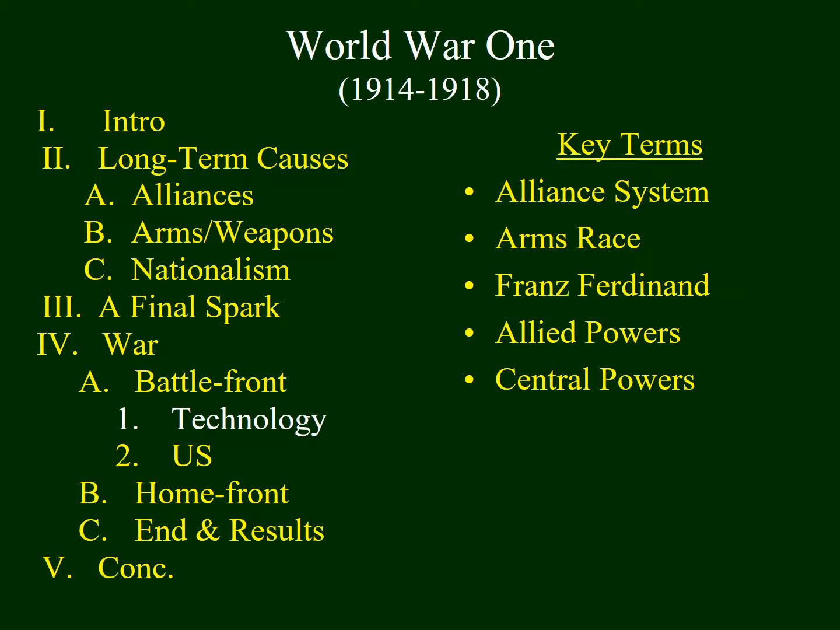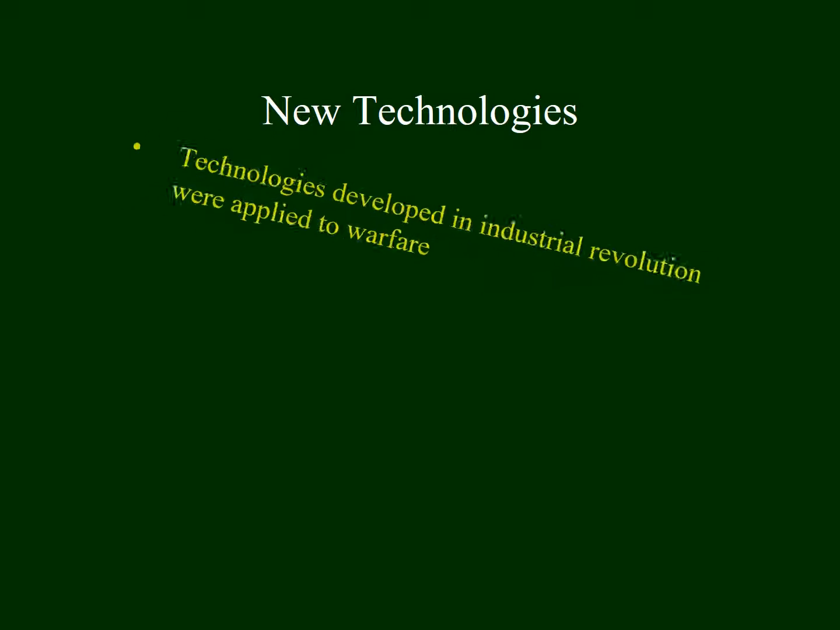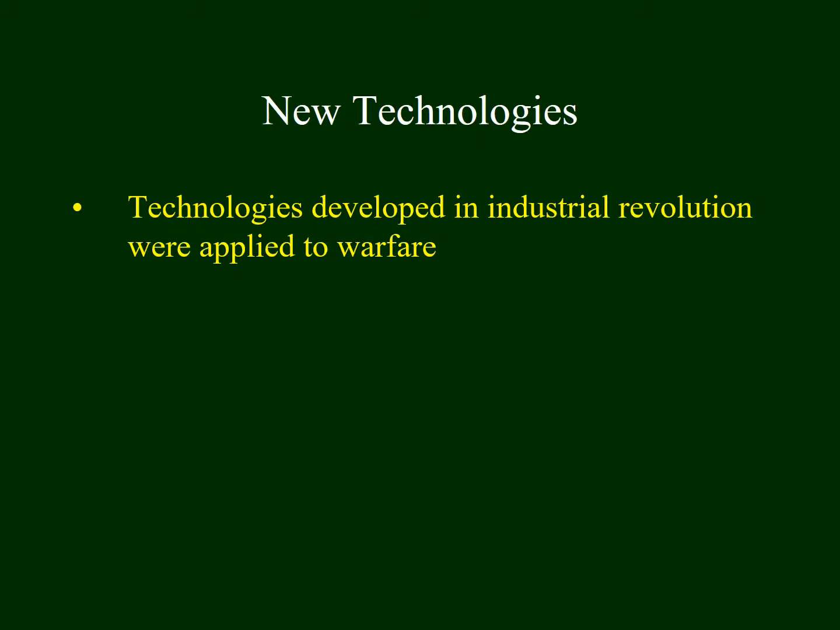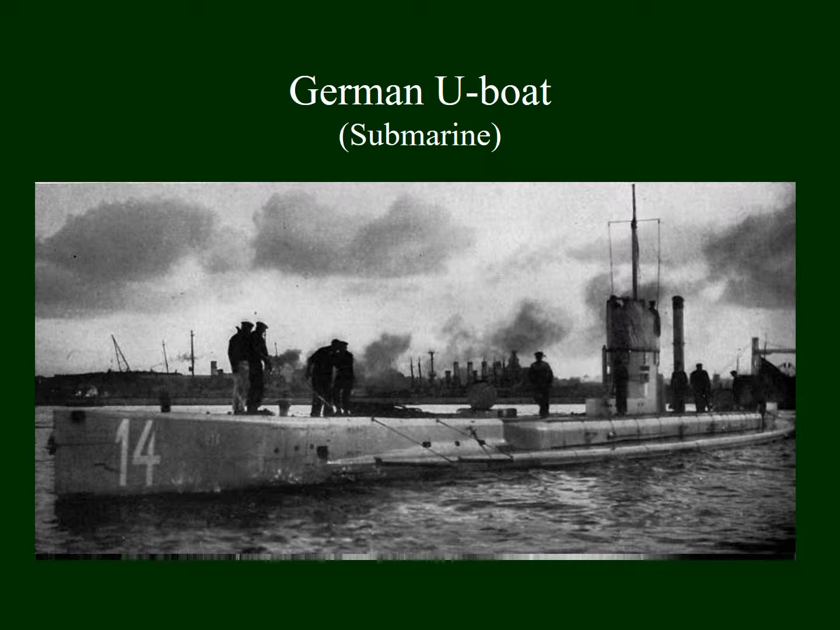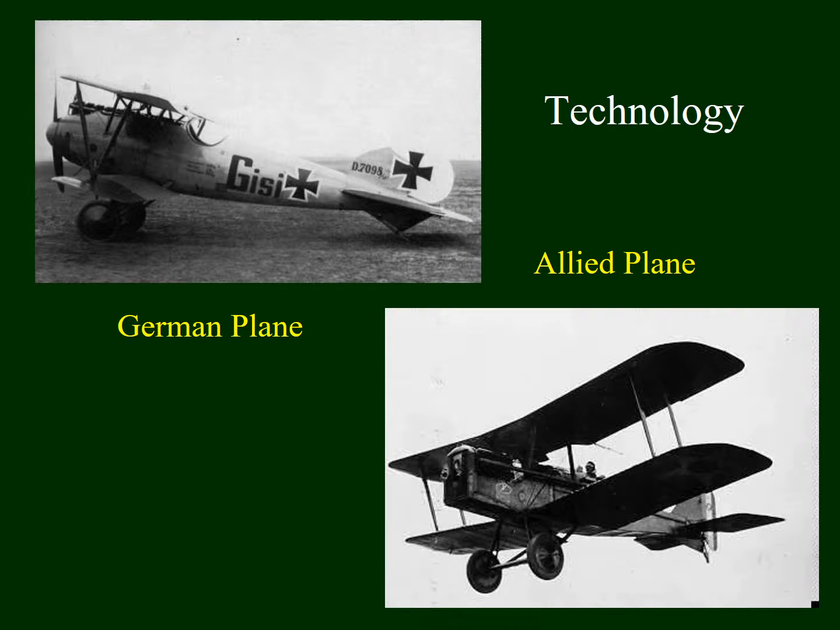Next, I'd like to identify some of the new technologies that were used during the First World War. The development of these new technologies had a major impact on the war. Those products of the Industrial Revolution were applied to the art of warfare. There were several examples of these new technologies. One is shown here. The U-boat, underwater boat, or the submarine, was used by the Germans. Airplanes were also used for the first time in warfare.